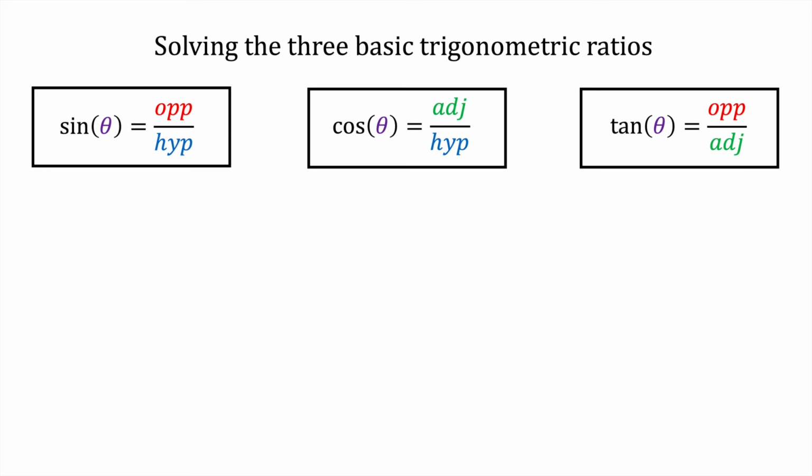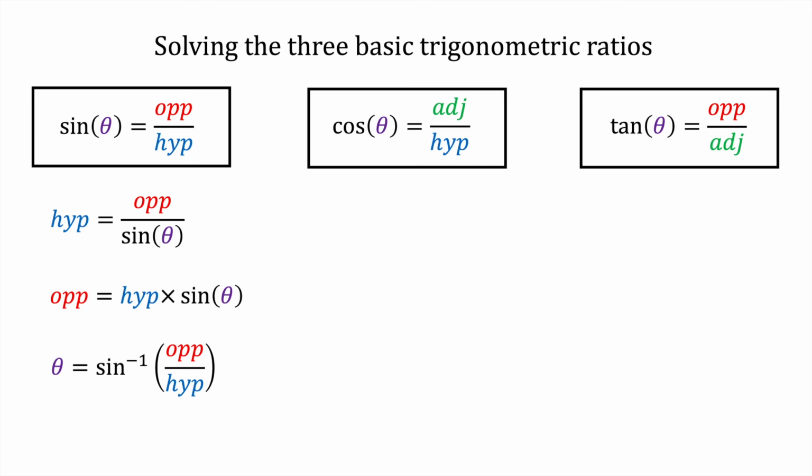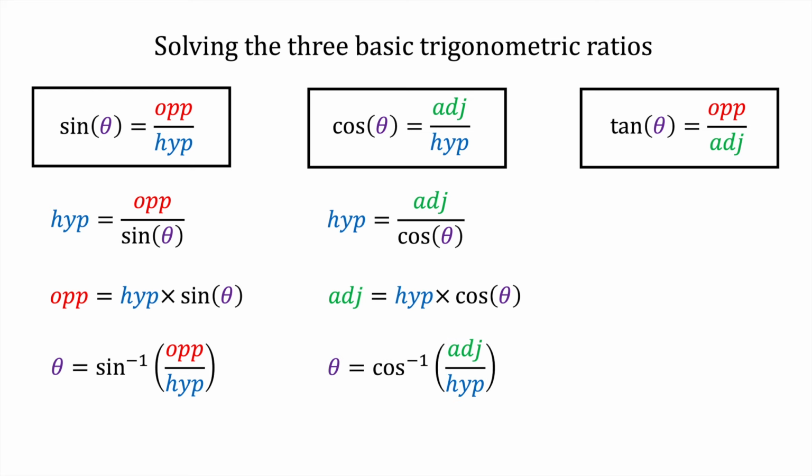For the sine equation, the hypotenuse equals opposite divided by sine theta. The opposite equals hypotenuse times sine theta. And the angle theta equals the inverse or arcsine of the ratio opposite divided by hypotenuse. For the cosine equation, the hypotenuse equals adjacent divided by cosine theta. The adjacent equals hypotenuse times cosine theta. And the angle theta equals the inverse or arccosine of the ratio adjacent divided by hypotenuse.